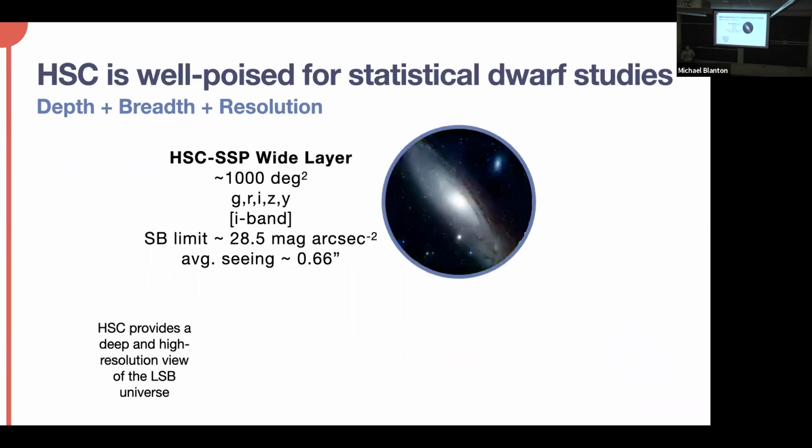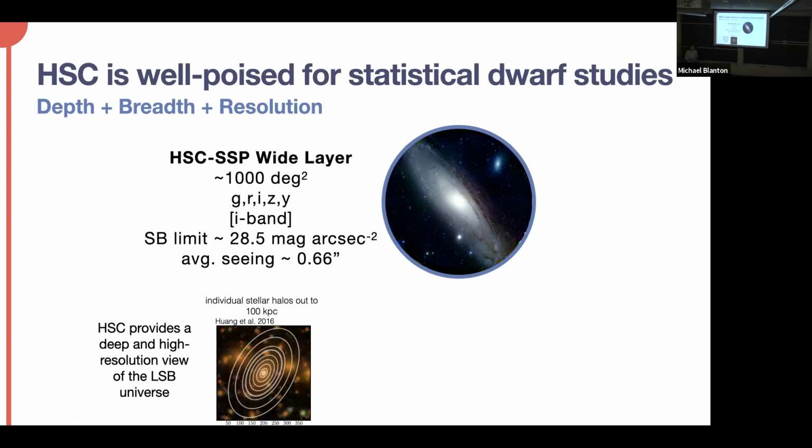Okay. So to go a little bit deeper on the relationship between HSC and statistical dwarf studies, HSC is really well poised for wide field dwarf studies because of its depth, its breadth, and its resolution. So as I mentioned before, the wide layer covers about 1,000 square degrees in GRIZY, and the surface brightness limit is about 28.5 magnitudes per square arcsecond in the i band, with an average seeing of 0.66 arcseconds. So quite high resolution. And HSC really provides this deep and high resolution view of the low surface brightness universe.